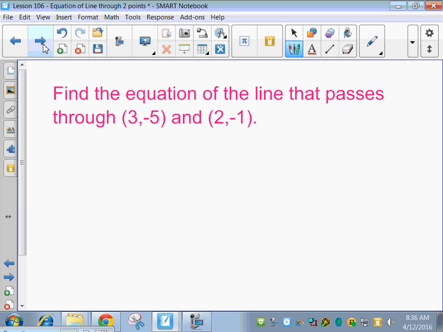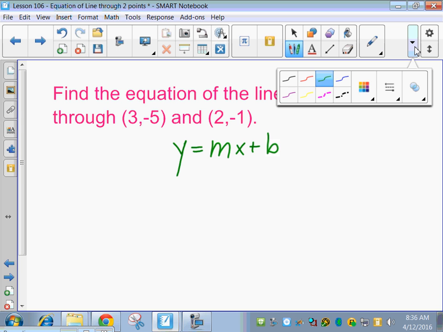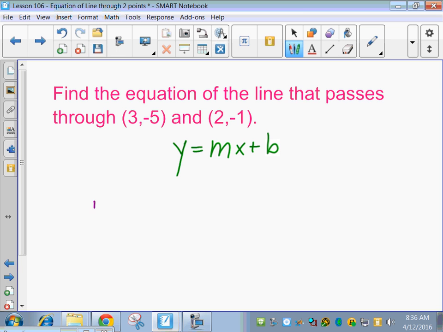All right, so we're actually just going to find the equation of the line that passes through (3, -5) and (2, -1). Okay, so I want the equation of the line. We're going to start with y equals mx plus b. And the first thing that we're always going to find is the slope, which is the m part.